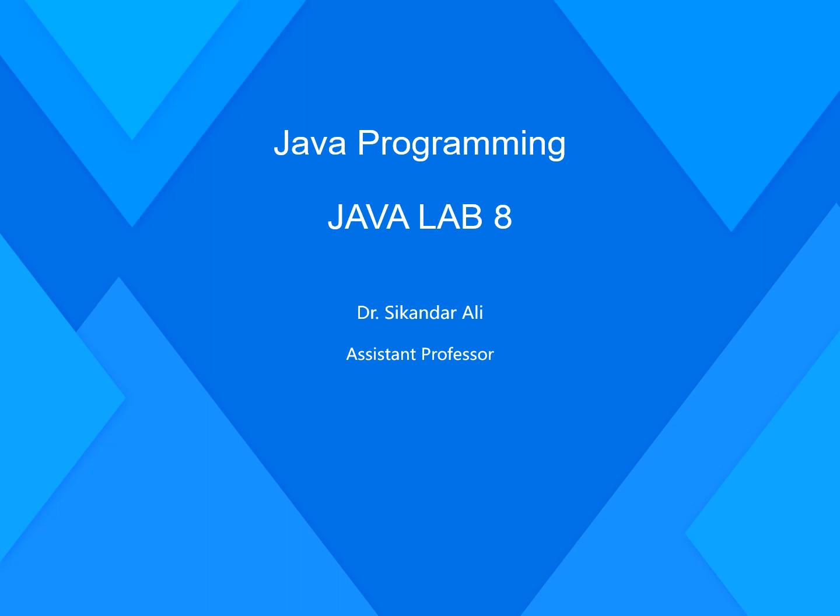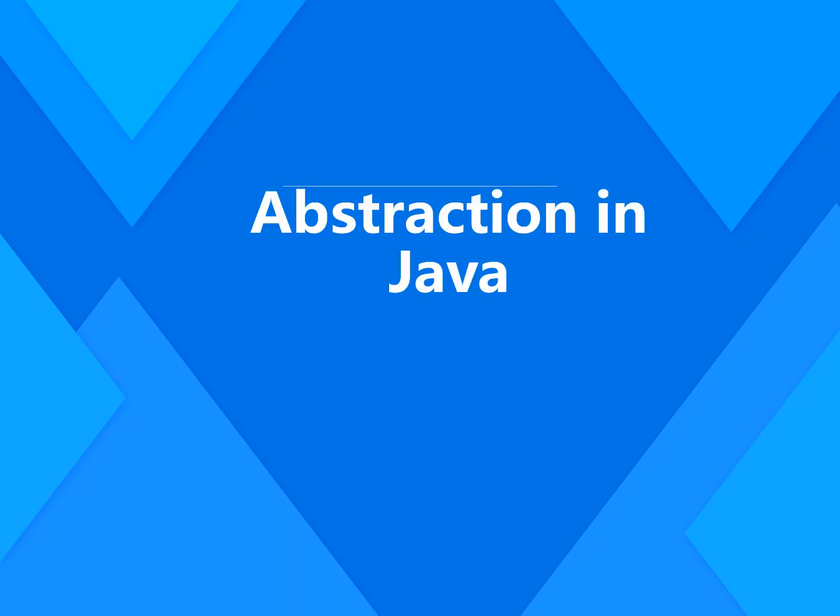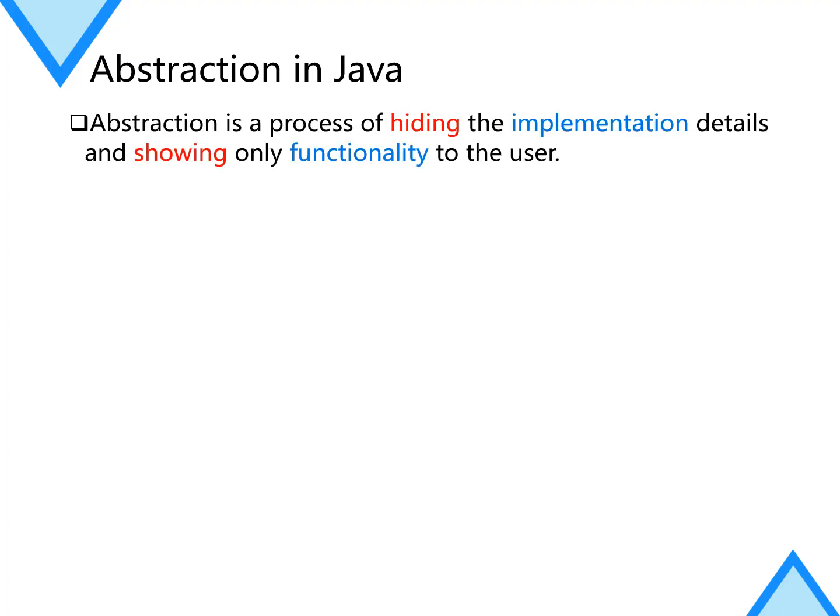Today we are taking Java Lab 8. In this lab class today we are going to discuss abstraction in Java. So first of all we need to define what is abstraction.